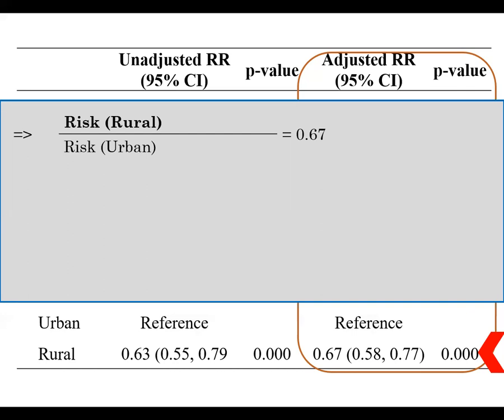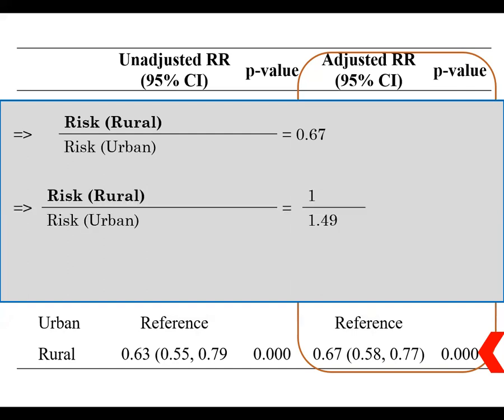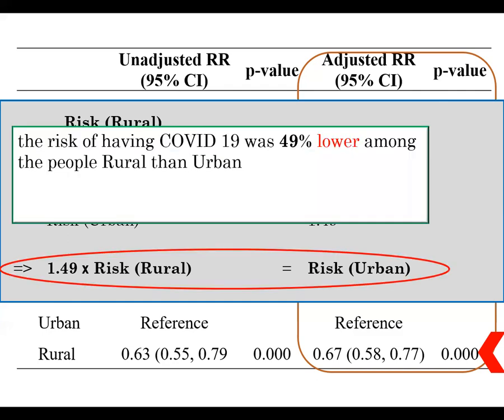To understand better interpretation, we can write it in this format. Since urban is reference, therefore it would be the denominator. 0.67 means 1 divided by 1.49. Now we can simplify. Finally, 1.5 times the risk among rural is equal to the risk among urban. Now we can interpret easily that the risk of having COVID-19 was 49% lower among the rural people than urban.